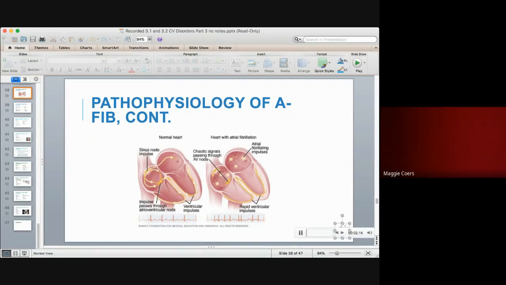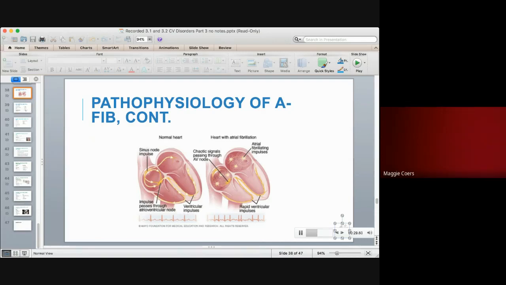Okay, so here is just a depiction, again, of the pathophysiology of atrial fibrillation. The picture on the left is a normal heart. The SA node is usually what is triggered, and it coordinates the electrical current into the AV node that spreads to the rest of the heart for contraction of the heart, okay? And you can see the strip below would be a normal sinus rhythm.